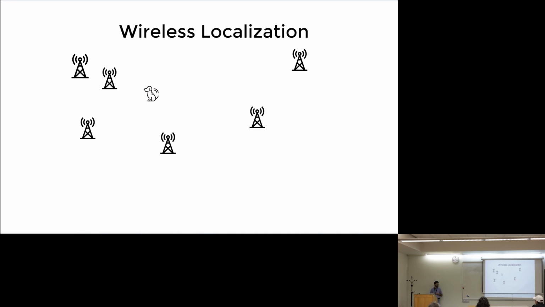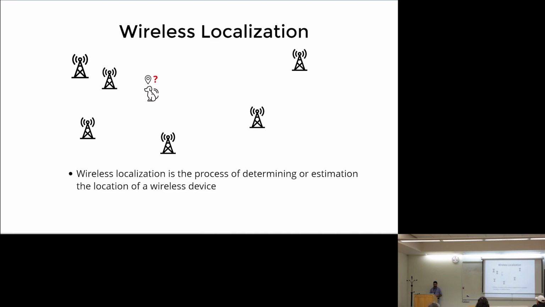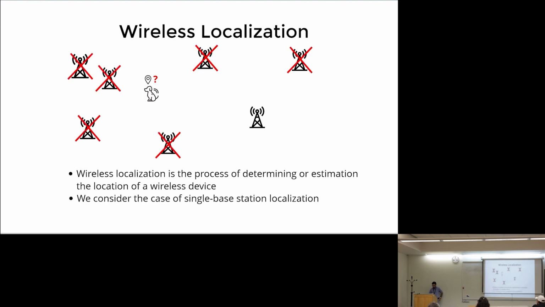I'll use a base station and antenna interchangeably, and for a device I will also use user equipment. So our problem is to localize this device based on the radio wave information that are propagating from the device to the antennas. And in our particular case, we focus on the case when we have access to only one antenna.